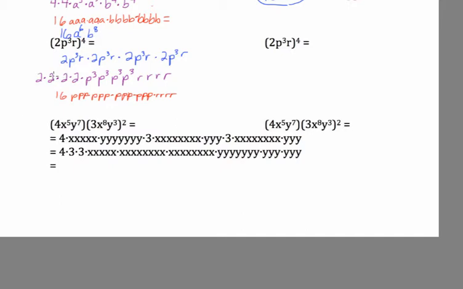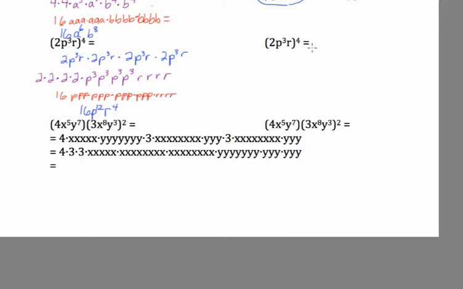So 2 to the 4th, 2 times 2 times 2 times 2 is 16. And then p to the third, p to the third, p to the third, p to the third. Well, let's see, what do you have? You actually have 12 p's that are all multiplied together. So you'll have 16 p to the 12th, and then r to the 4th.